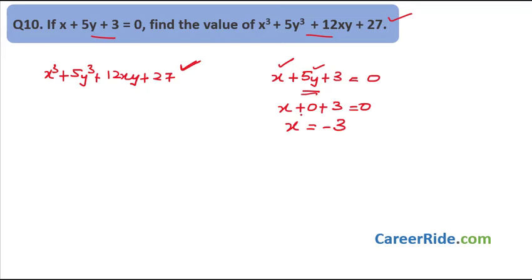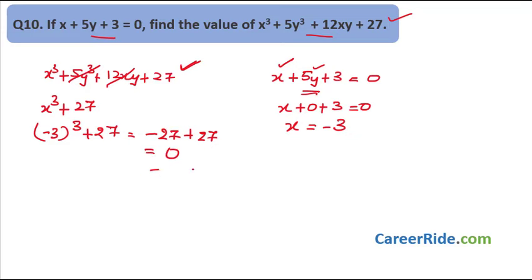Okay. Now let us try to place these values in the given expression where I have to find the value. As soon as I assume the value of y to be 0, 5y cube becomes 0, 12xy becomes 0. Then I am left with x cube plus 27. Put the value of x equal to minus 3, because we just found out: minus 3 cube plus 27. This is equal to minus 27 plus 27. The answer is just 0. See, no lengthy calculations, nothing.